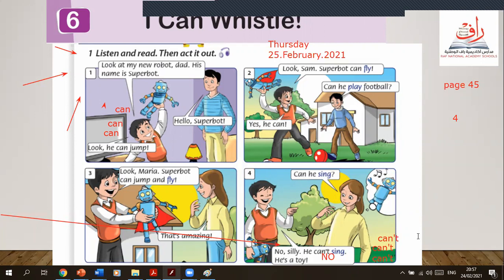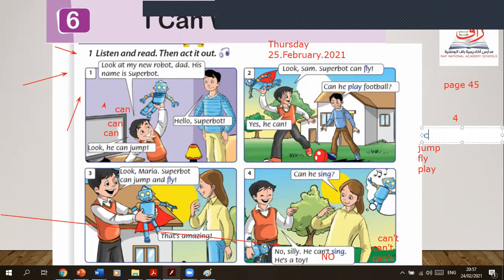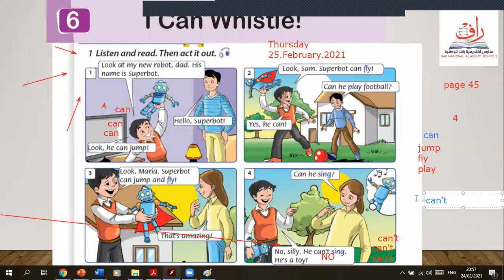So, can and can. Who can tell me what this Superbot can do? Let's say. Superbot can, first of all, jump. Can what also? Can fly. Well done. Can play football. Well done. Okay. Something he can't. This is about can. Something the robot can't do. Can't means no. Can't sing. Excellent.